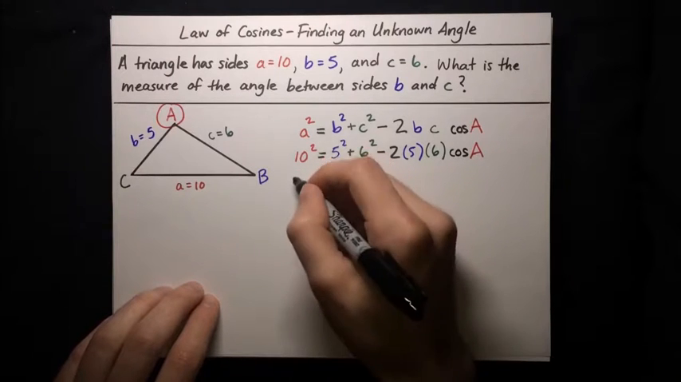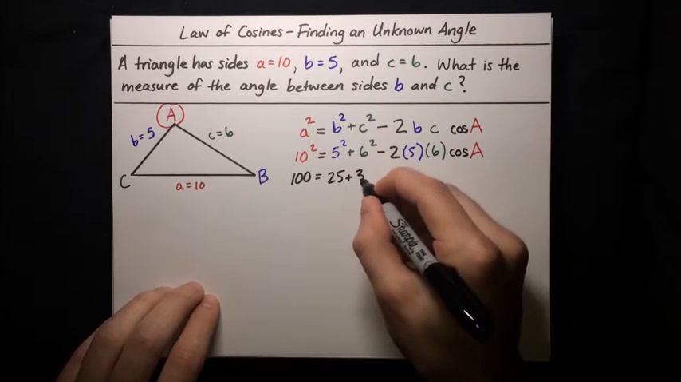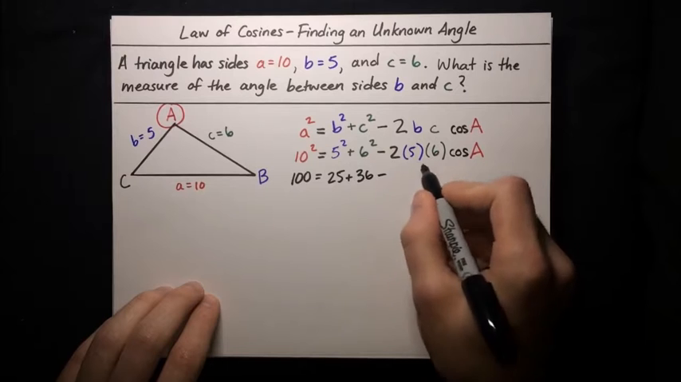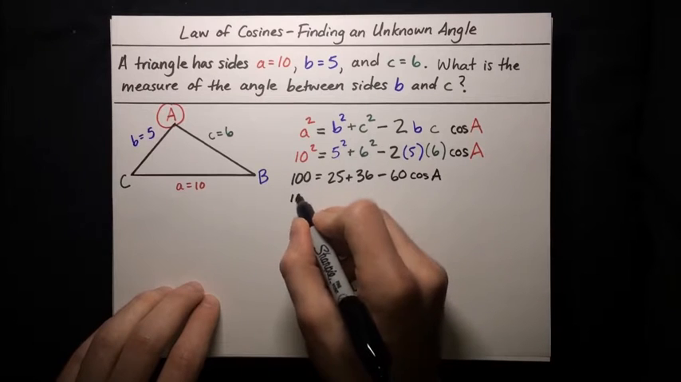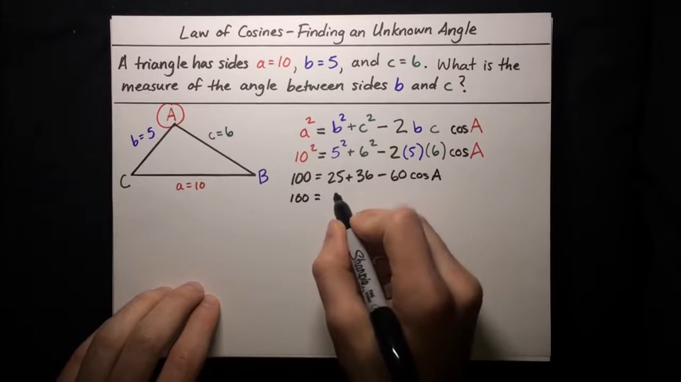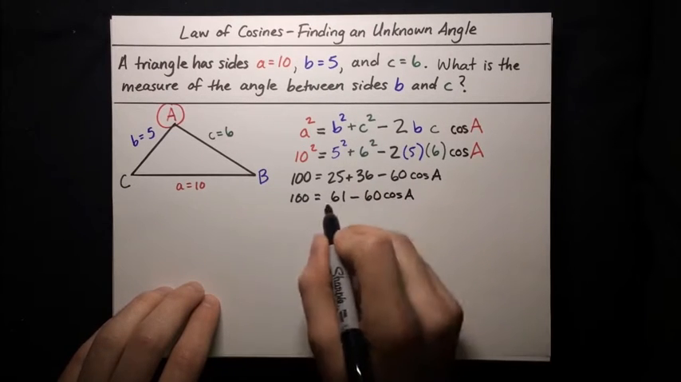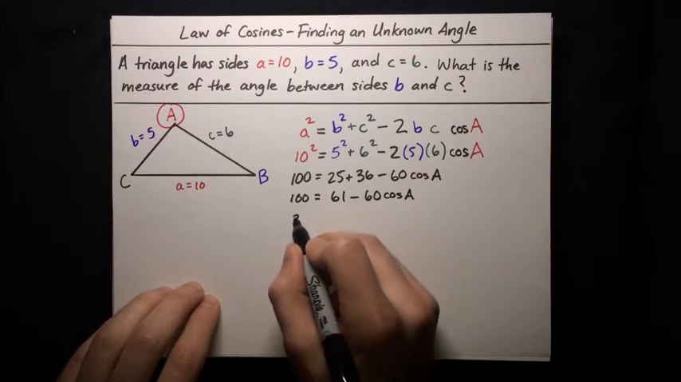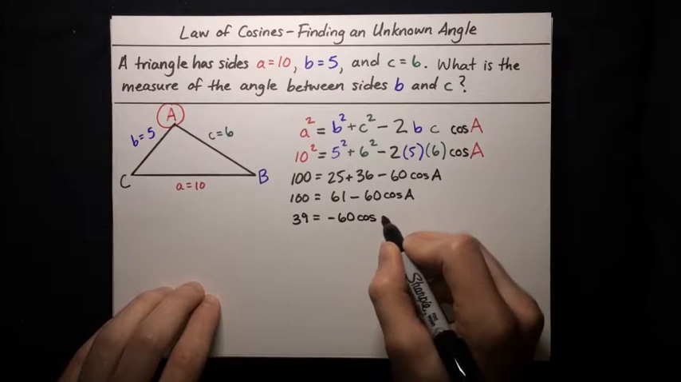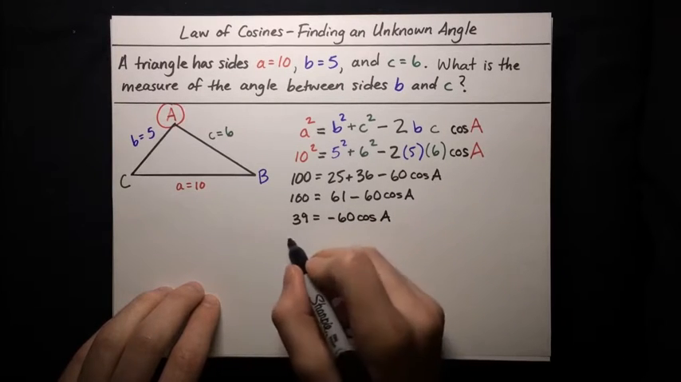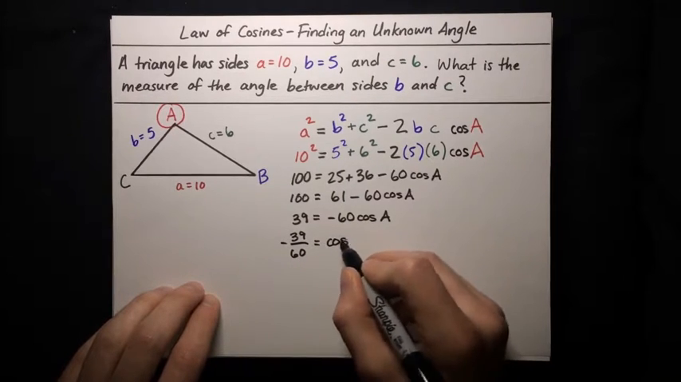So let's simplify. 10 squared is 100. 100 equals 5 squared, 25, plus 6 squared, 36, minus 2 times 5 is 10, times 6 is 60, cosine of A. Simplify even more. 100 equals 25 plus 36, that's equal to 61, minus 60 cos A. Then subtract 61 from both sides. On this side, you'll end up with 39. So 39 equals negative 60 cos of A. Then divide by negative 60. So negative 39 over 60 equals cosine of A.